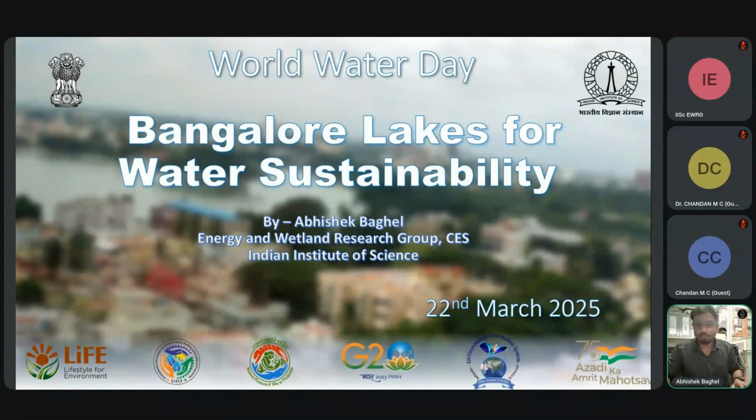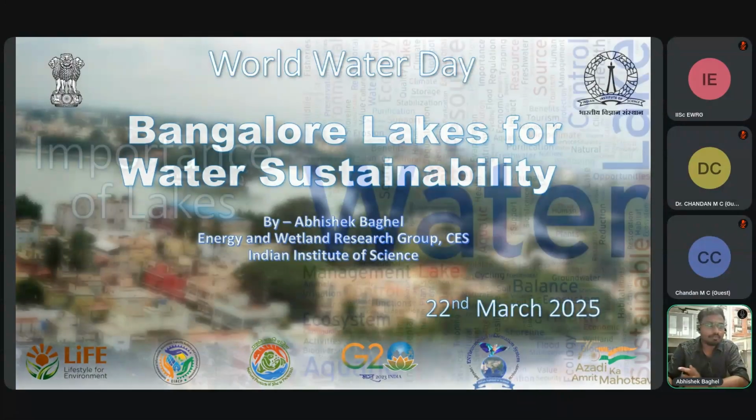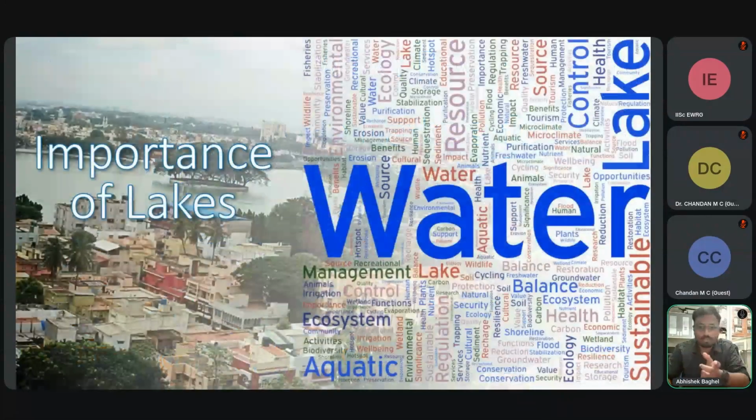So I think most of the things are covered in the previous presentation. I can start with the easy part and then we'll go to the technical part. Starting with Bangalore lakes and water sustainability. Are the slides visible? Yes. Okay. So starting with World Water Day, we'll go to the importance of lakes.